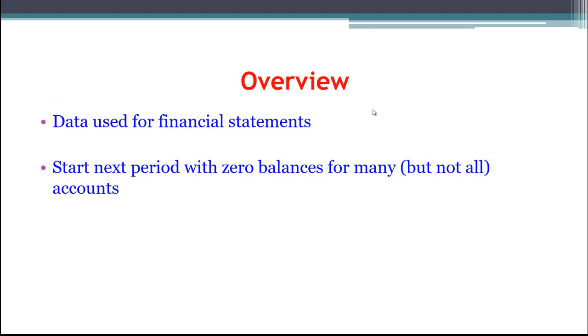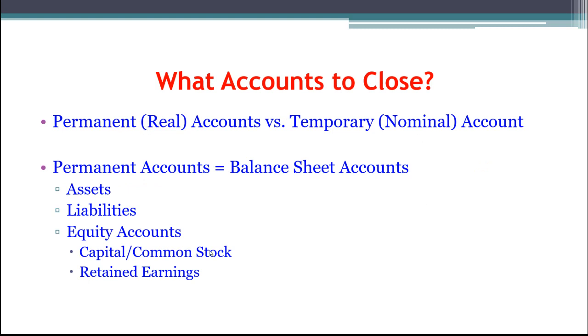Now, the whole purpose of these adjusting entries is to get data that we can use for financial statements. We're going to start the period next year or next quarter, whatever it happens to be, with zero balances for many of the accounts, all of the income statement accounts and dividends. So as far as some terms here, what accounts do we close? We're going on to the next step of the accounting cycle, talking about the closing entries.